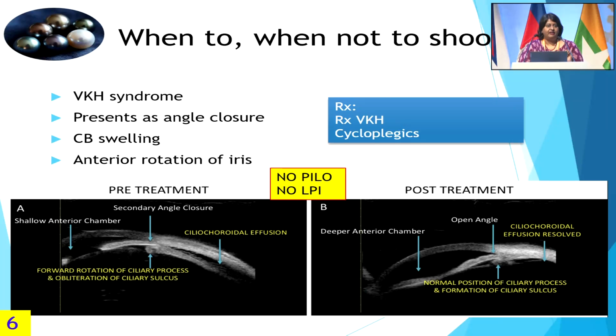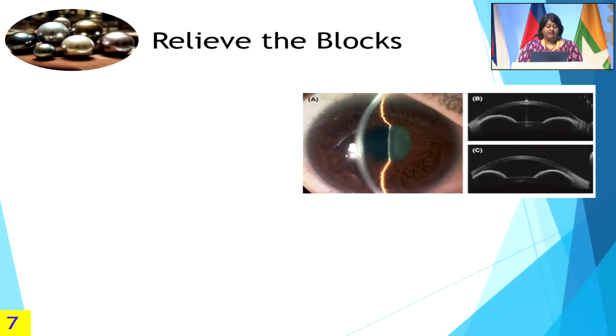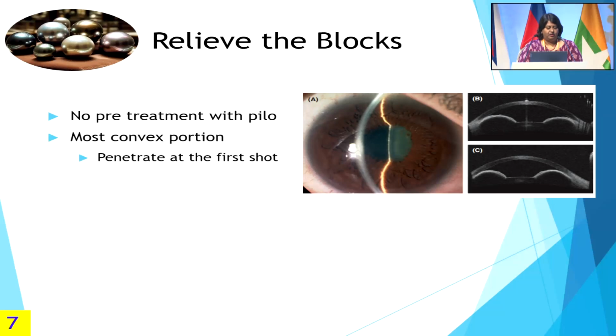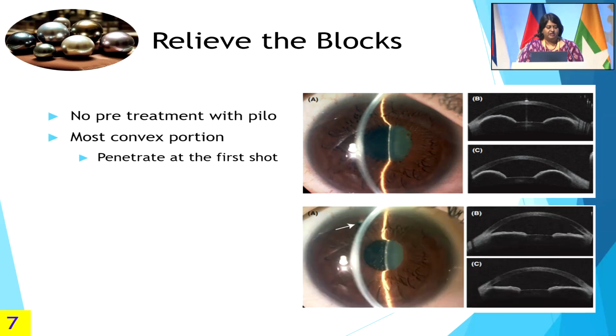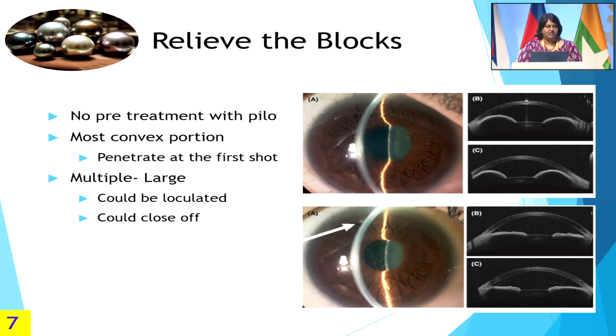So we need to identify when to shoot and when not to shoot. But in conditions where there is a frank pupillary block, iris bombé, we have to give proper treatment with laser iridotomy. With frank iris bombé, you don't have to hesitate as in PACS or PAC, primary angle closure. You can directly go ahead and give a laser iridotomy. At the most convex portion, directly penetrate with the first shot itself. You have to make a large PI and give multiple PIs, because there could be multiple loculations, and because of the inflammation, these PIs tend to close off.